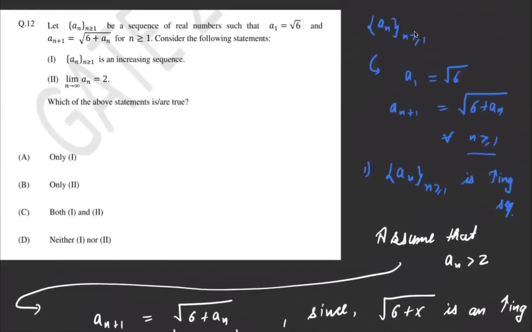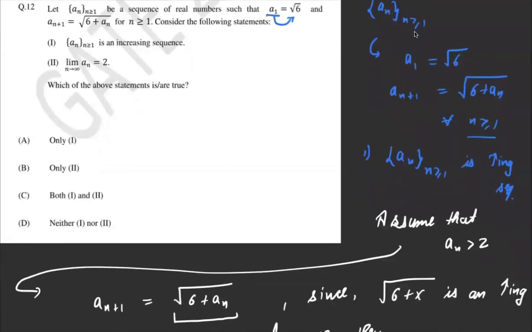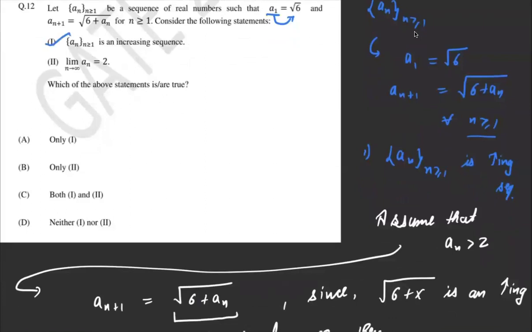Without solving also, you can just prove this one, because you can simply see the first term is given to be the square root of 6, a positive number. The very next term is the square root of 6 plus an, the previous term. As the previous term is increasing, eventually an plus 1 will be greater than an, because that's how things are defined. So in this setup, statement A is correct.